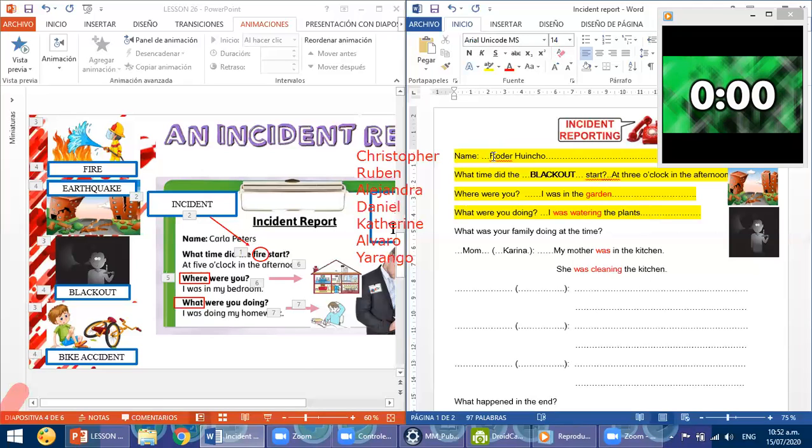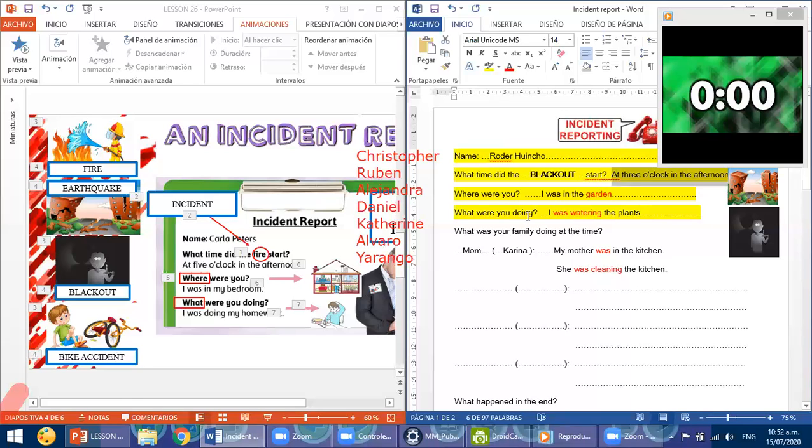Name Christopher Daga. Espera ese teacher un ratito. What time did the bike accident happen? Where were you? I was in the park. What were you doing? I was hungry. Okay, good. Christopher, pay attention. Te falta responder esta parte. At what time happened the bike accident? At what time? 3 o'clock, 5 o'clock, 7 o'clock? 4 o'clock. In the morning. In the afternoon. Yeah, complete, please, complete.